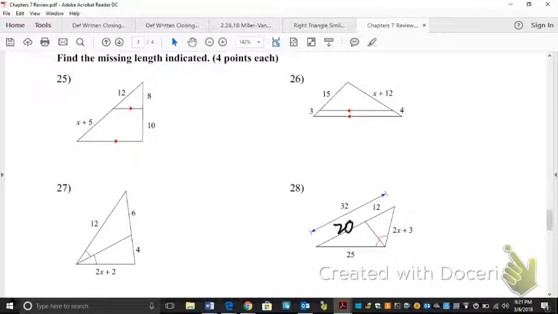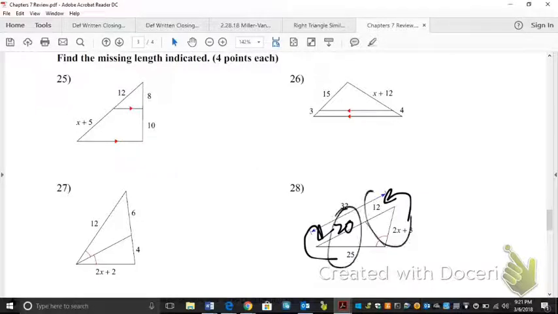28. So for 28, I need to break it down a little bit because I can't match up without the appropriate measurements. So I match up this side to this segment, this side to this segment. Well, we didn't have that segment. But we did. We know that the total length of that side was 32. The given segment was 12. So we know that the rest of it had to be 20 because 20 plus 12 equals 32, or 32 minus 12 equals 20.